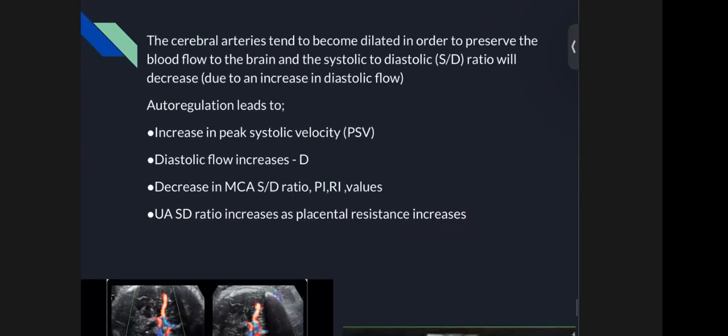The cerebral arteries tend to become dilated in order to preserve the blood flow to the brain, and the S by D ratio will decrease due to increase in diastolic flow. D increases, so S by D ratio will decrease. Autoregulation leads to increase in PSV, increase in diastolic flow, decrease in MCA S by D ratio, PI and RI values. Umbilical artery S by D ratio increases as placental resistance increases.